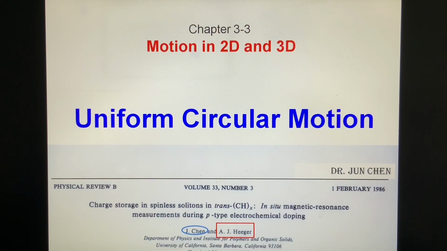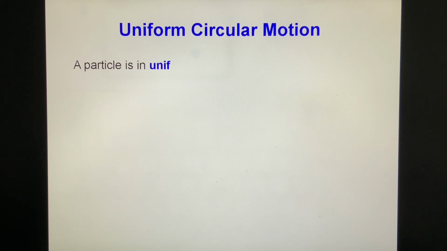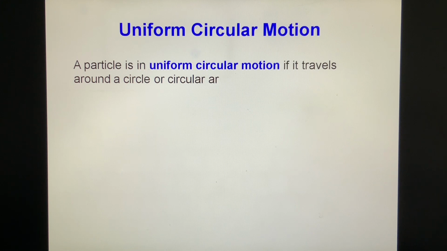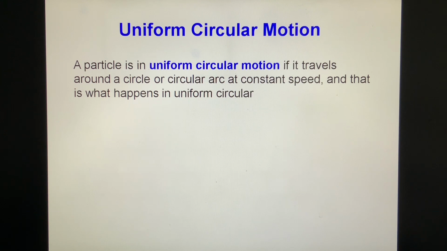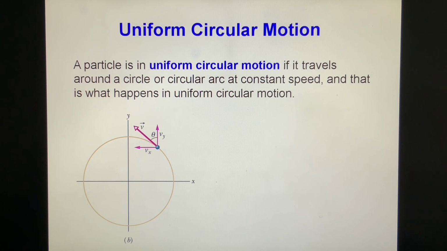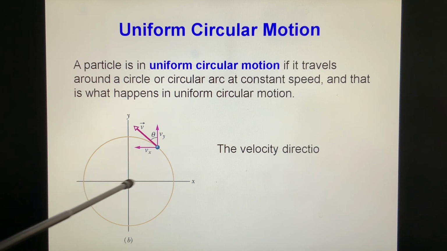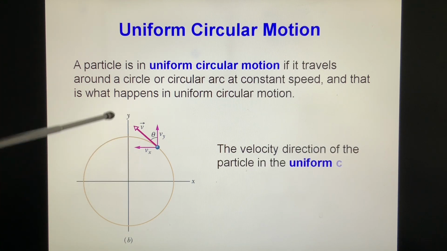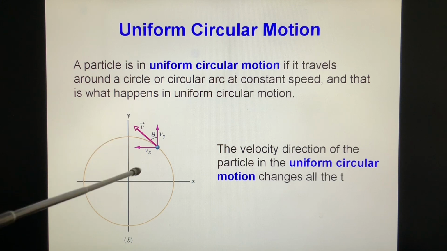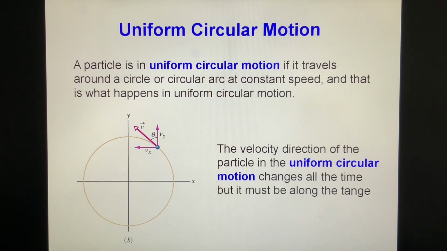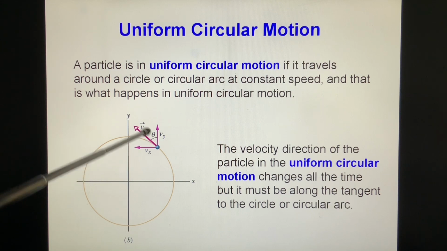Uniform circular motion. A particle is in uniform circular motion if it travels around a circle or circular arc at constant speed. And that is what's happening in uniform circular motion. Look at this one. The velocity direction of the particle in uniform circular motion changes all the time, but it must be along the tangent to the circle or circular arc.